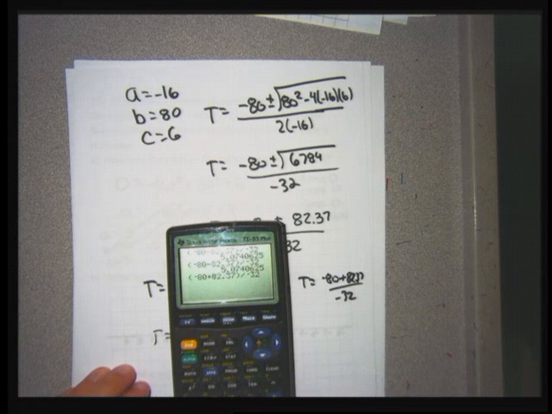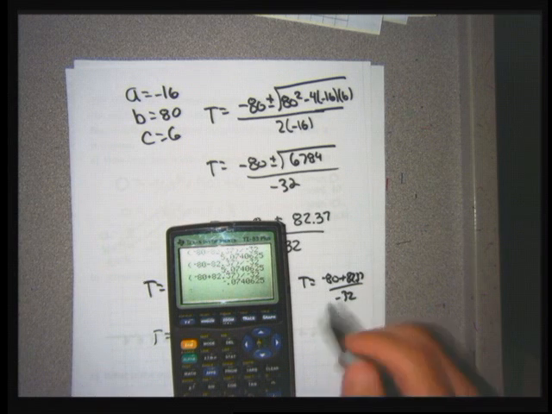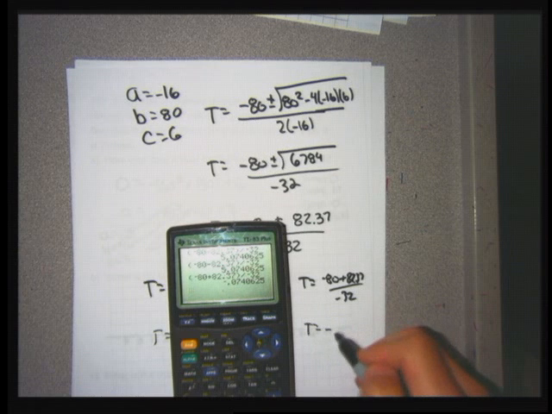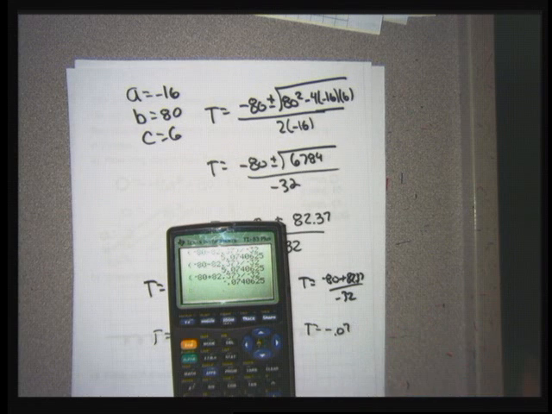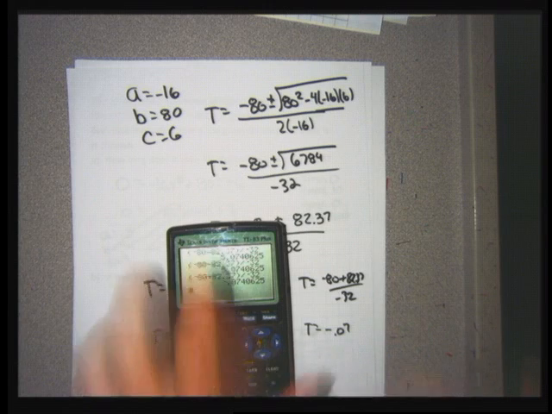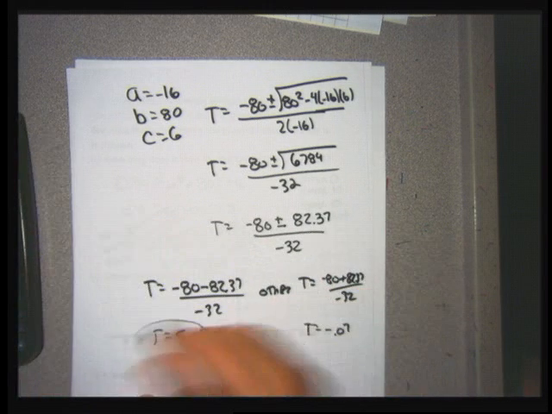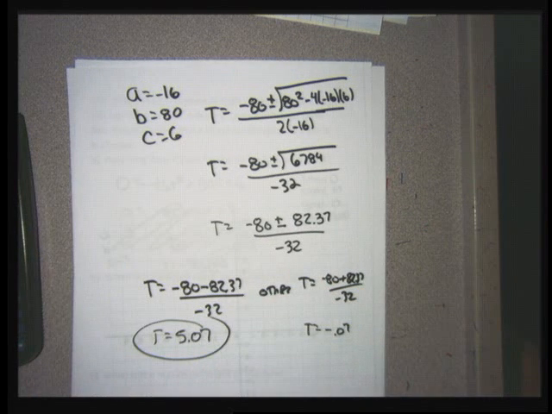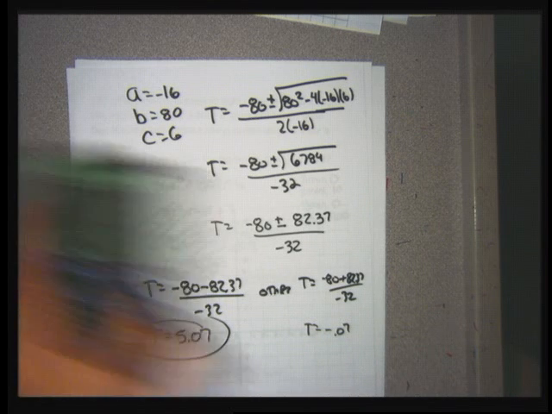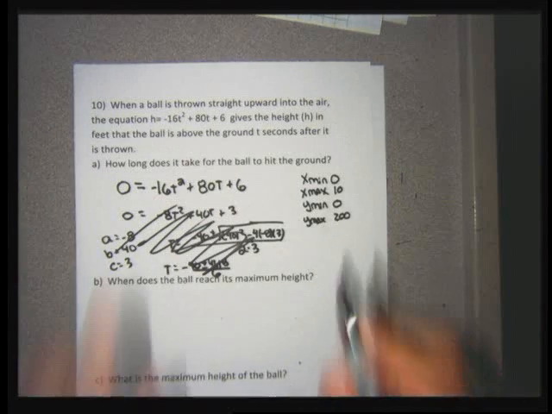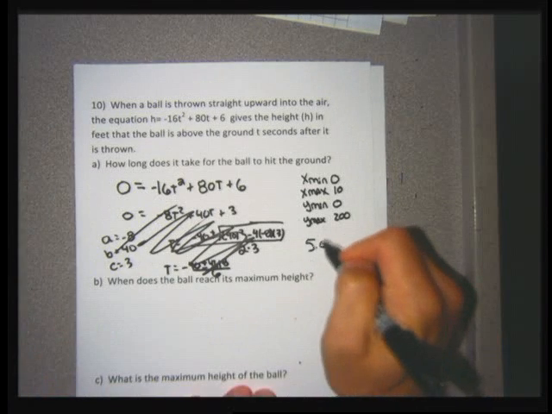So I get negative 80 plus 82.37 over negative 32, and this gives me negative 0.07, which is before the ball was thrown, so that time doesn't make sense. This is going to be the answer that I'm searching for. So at 5.07 seconds, the ball's going to hit the ground. So the answer to part A is 5.07 seconds.